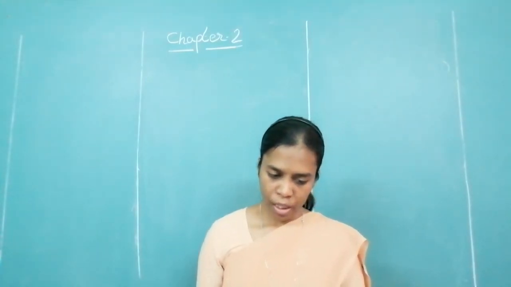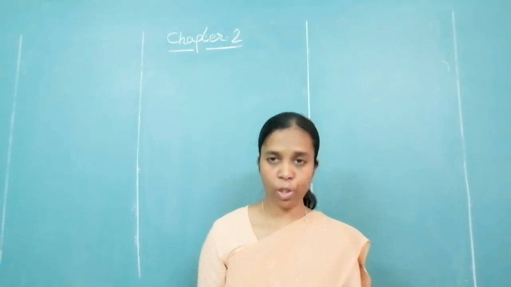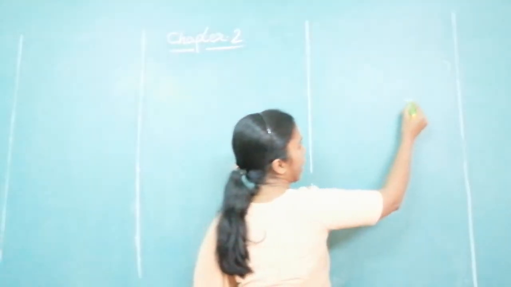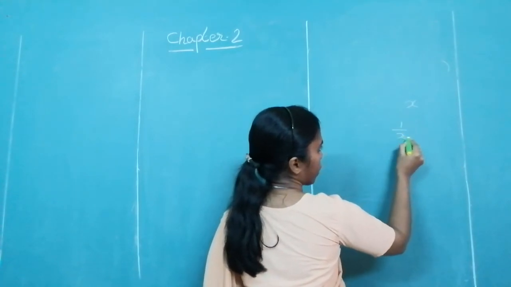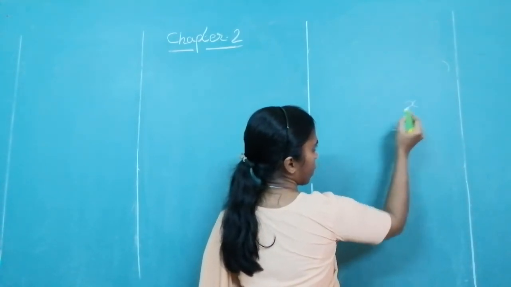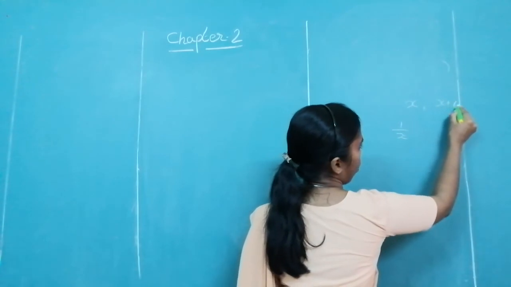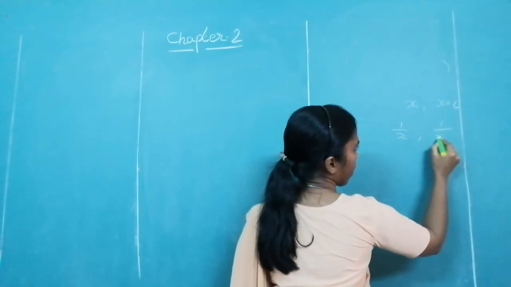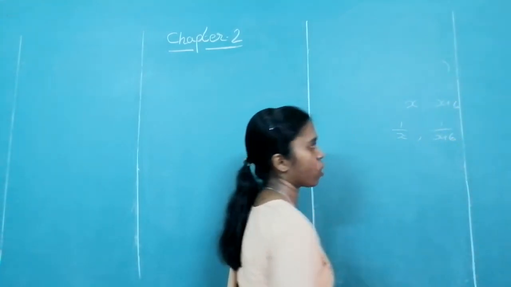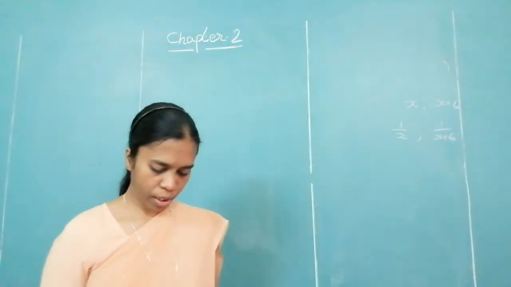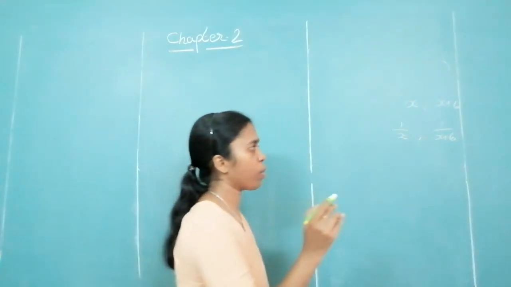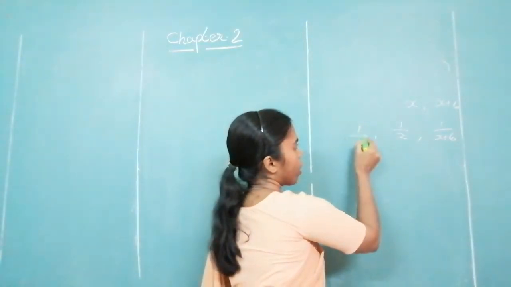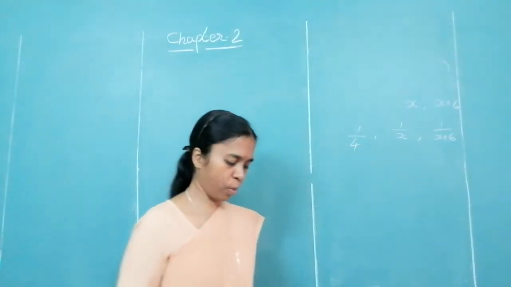Now, in one day, how much work will Nishu do? Nishu is taking X days, so in one day he will do 1 upon X. Pindu is taking X plus 6, so how much will he complete in one day? 1 upon X plus 6. Altogether, what are they telling us? They will take it in 4 days. So in one day, how much work will they complete? In one day, the work completed will be 1 upon 4.